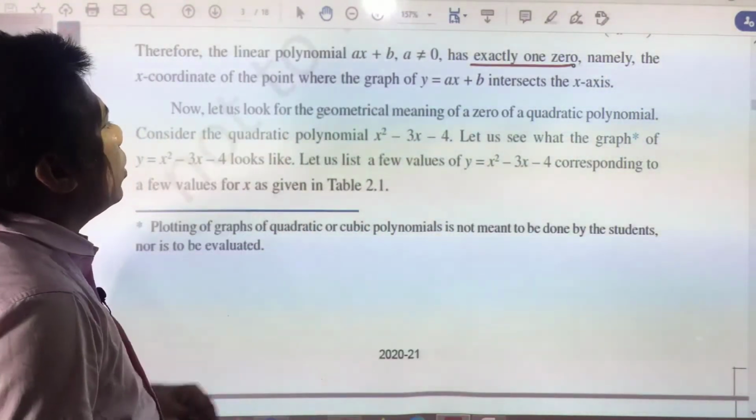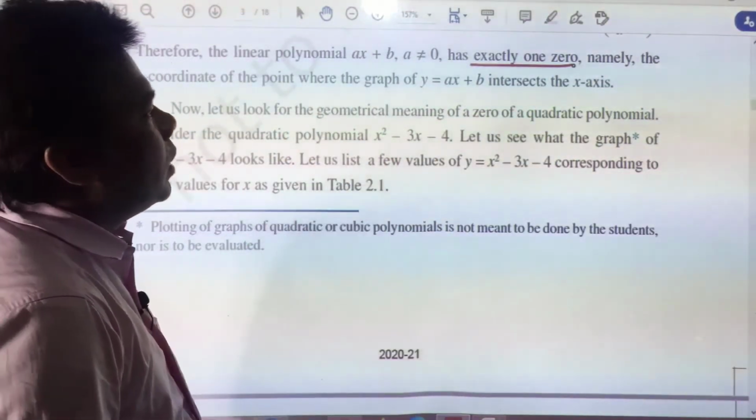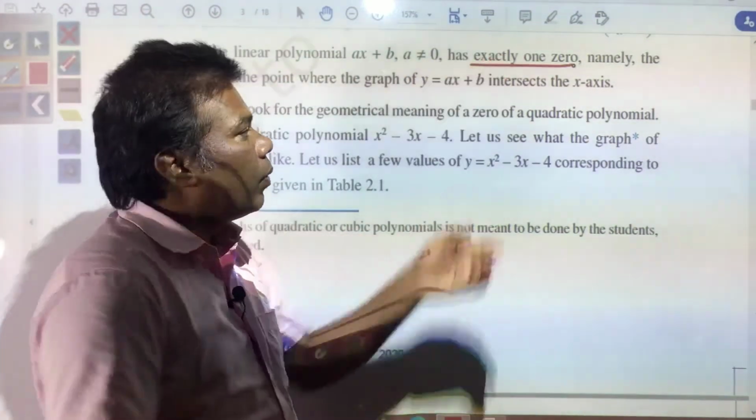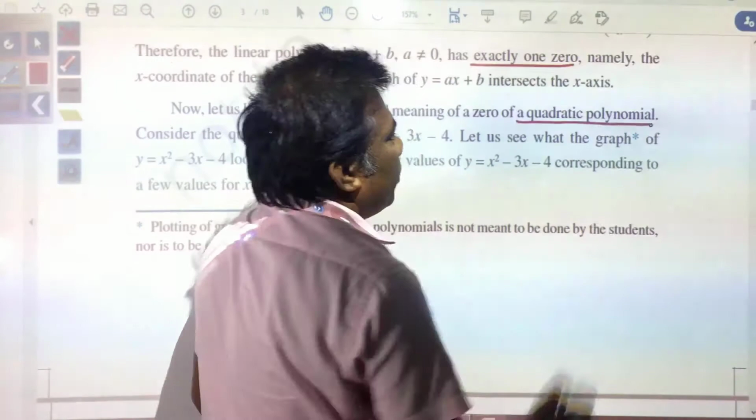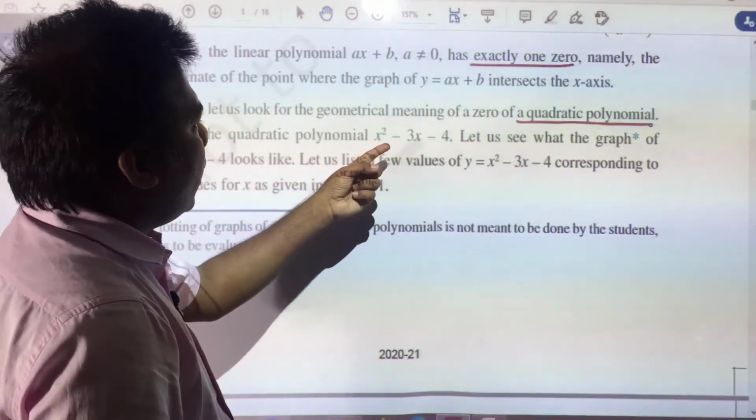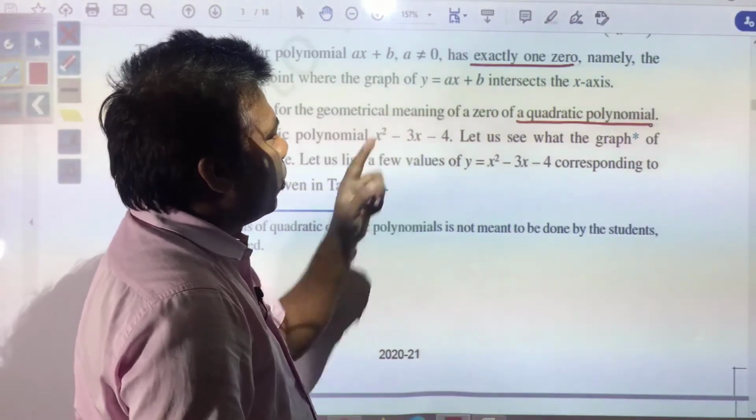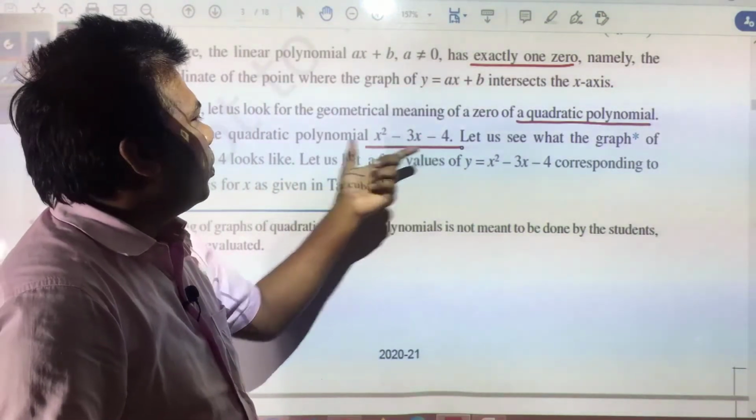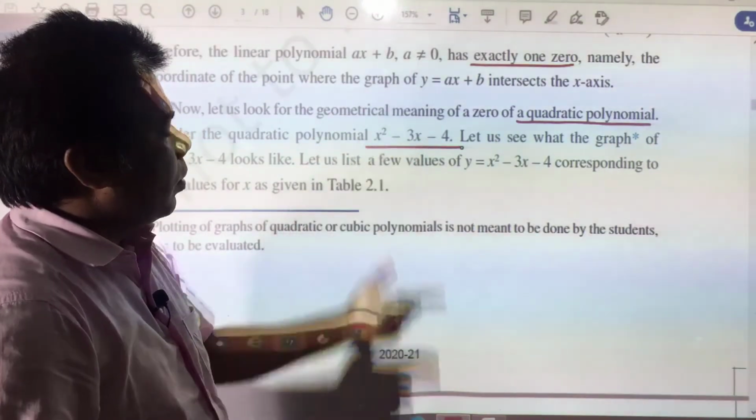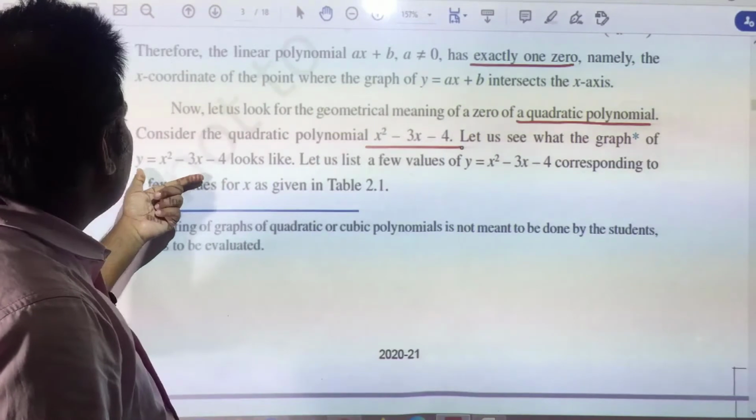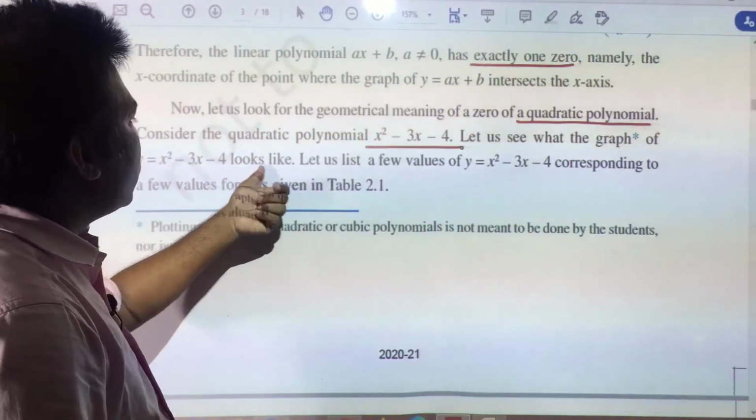Now, let us look for the geometrical meaning of a zero of a quadratic polynomial. For linear polynomial you have seen, now we will see for quadratic polynomial. Consider the quadratic polynomial x square minus 3x minus 4. Suppose your polynomial is x square minus 3x minus 4, a quadratic polynomial. Let us see what the graph of y is equal to x square minus 3x minus 4 looks like.